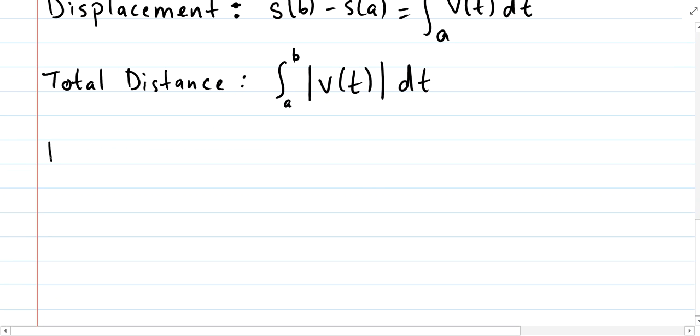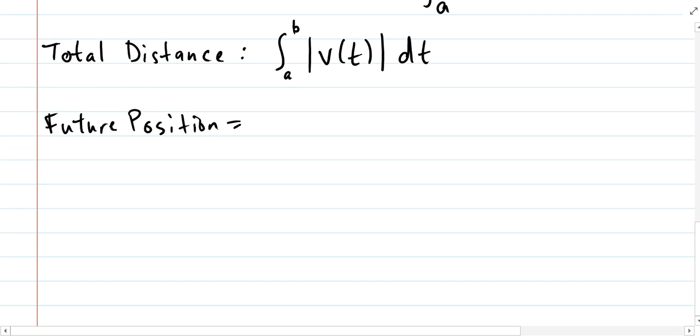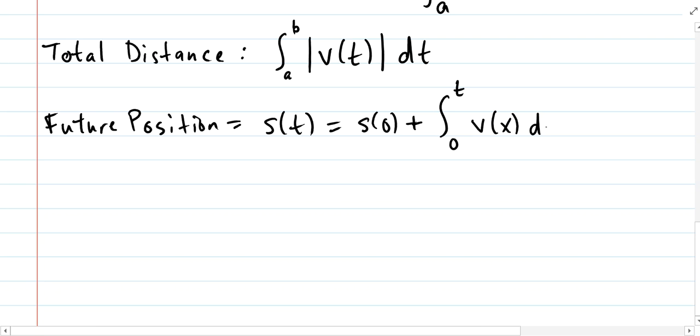And future position is equal to some s of t, and that's the initial position plus the integral from 0 to t of some velocity. Notice the difference in variables, because we're going to plug the t in. It has to be in terms of x's.